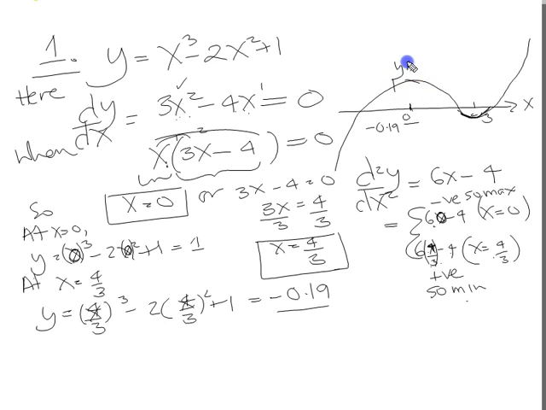I should have drawn an axis here, which I did, but it just managed to delete it. So this is y equals x cubed minus 2x squared, oops, squared plus 1. Sorry about that. But there we are. That's question 1 done then. Good.